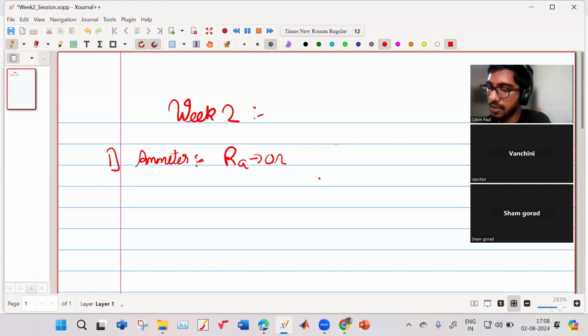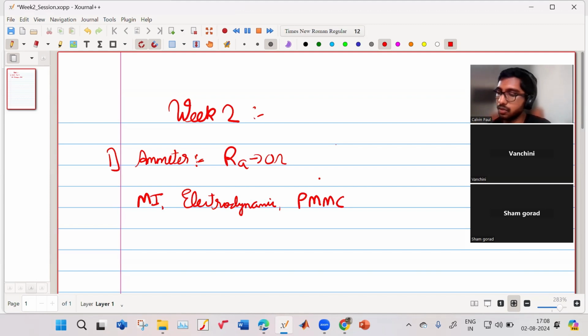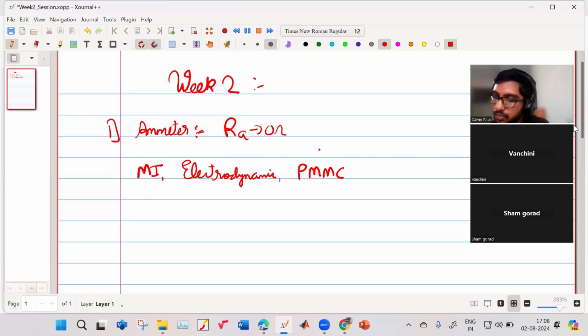That is desirable. And there are various instruments, as described in the previous week, which can be used as ammeters. For example, a moving iron can be used as an ammeter. The electrodynamic instruments can also be used directly as an ammeter to measure current, as well as the permanent magnet moving coil, PMMC instrument. These things have been described in week 1. Now we will look at the concept of an ammeter. We require an ammeter to measure current, and there are certain things we have to consider about the ammeter.